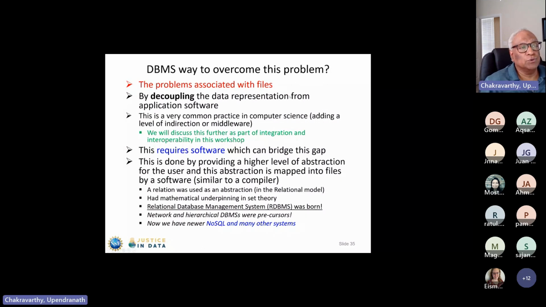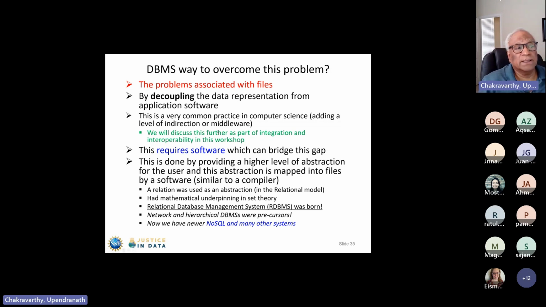Specifically, the problems associated with file representation and file formats. And how was it done? It was done by decoupling the data representation from application software. So if you separate them, and application software does not have to understand the data representation, then you can change data representation without affecting the applications. And this is not trivial to do.